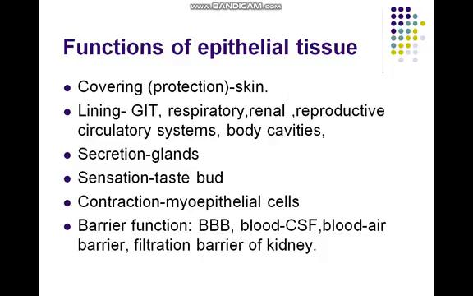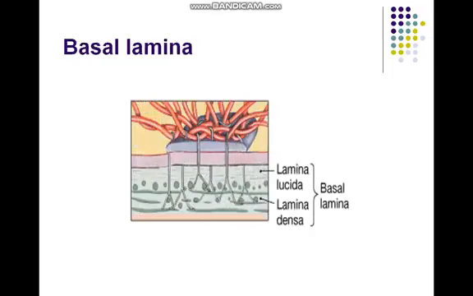They are found as a part of myoepithelial cells, and they have contraction capability, and they act as a barrier, as in the blood-brain barrier, blood-CSF barrier, the blood-air barrier, and the filtration barrier of the kidney. The basal lamina, which is a main characteristic feature of epithelial tissue, is made of two parts: the lamina lucida, which is a loose one, and the lamina densa. It is found in the basal portion of epithelial tissue, to which it is attached by hemidesmosomes.